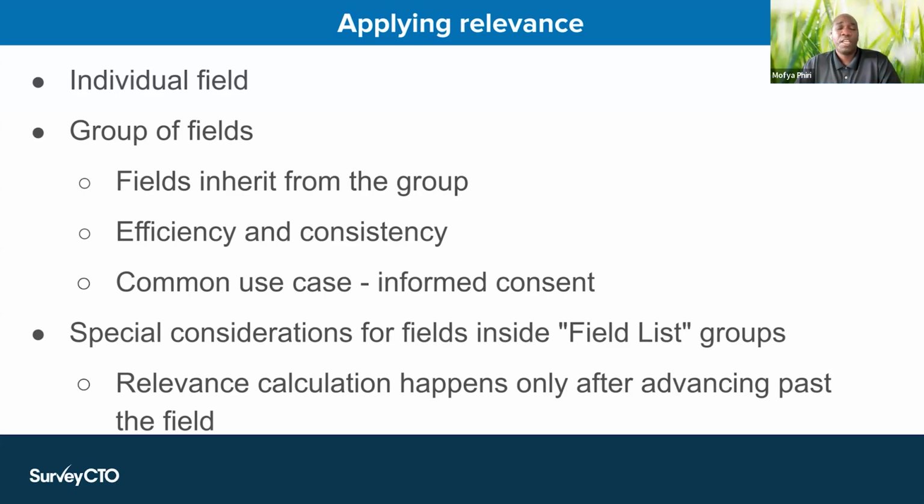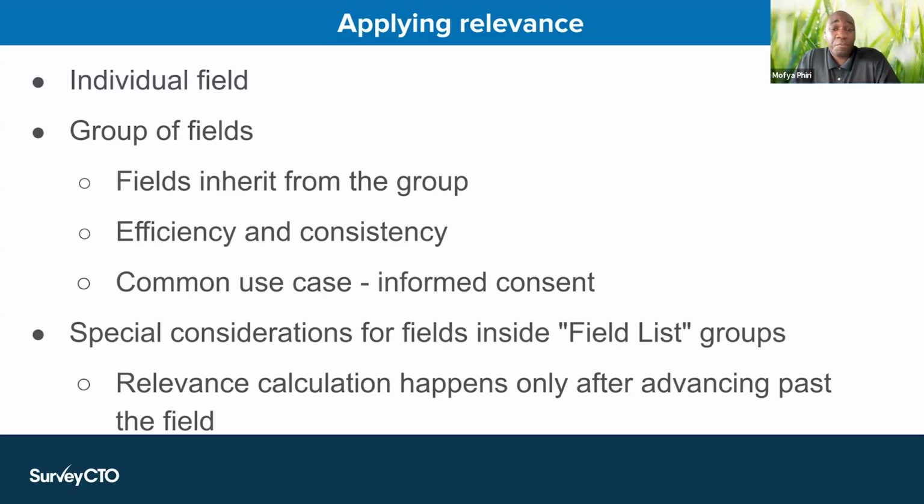Okay, so for example, if you want to obtain consent, you've got a set of questions and you can only proceed to answer those questions if somebody has consented to answering them. You can put those questions in a group and then add your relevance to that group. So if you get consent, then all those questions show up. If you don't get consent, those questions will not appear.